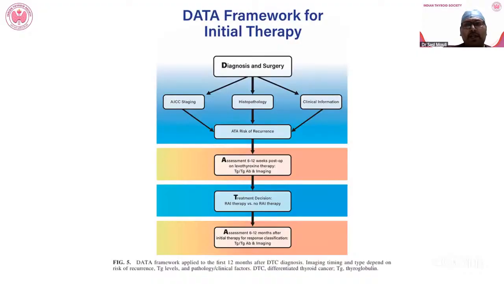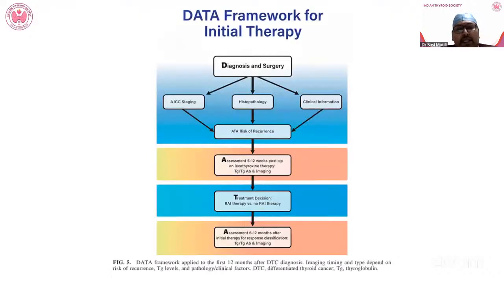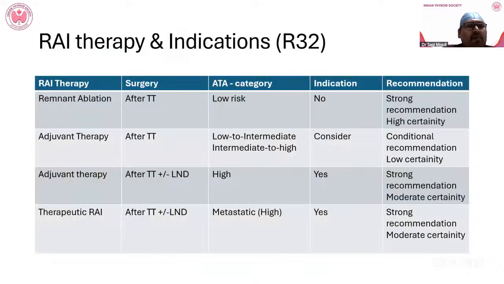So now coming to the response data after the initial therapy, again the same thing. You assess it after 6 to 12 weeks, and then you take a decision whether RAI is required or not, and then reassess after a certain point of time. Now, remnant ablation after total thyroidectomy, which was in 2015, now there is no recommendation for remnant ablation in a low risk category. Low to intermediate, you can consider, you can even skip in certain cases, but for high risk and metastatic, it is a must.